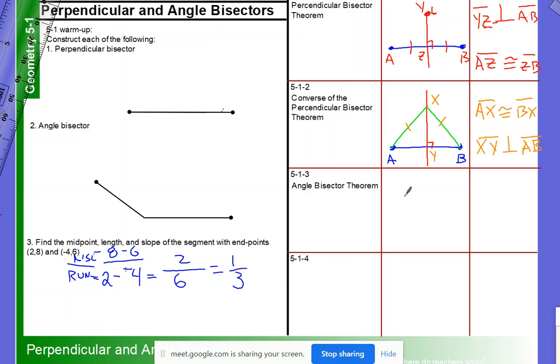So what does that mean? Let's say we have an angle, and I'm going to make my angle a little bit larger just to make life easier. And I have an angle bisector. If I have an angle bisector, that means that this angle and this angle must be congruent. Yes? All right.